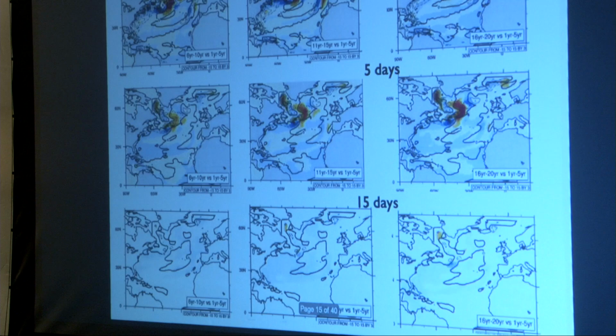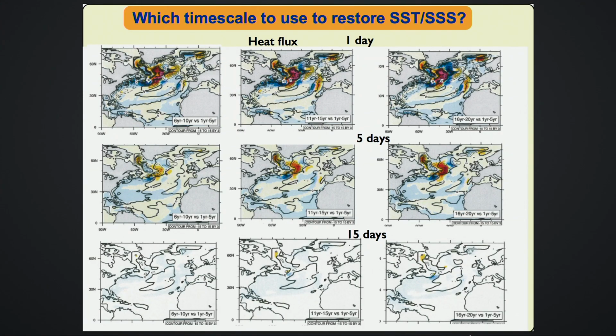So can we do better? Which time scales is it best to use? And so the good thing about this restoring experiment is you can save the heat flux you impose to see what you are trying to counteract in terms of anomalies. So here I'm showing this heat flux restoring term for different time scale restoring.